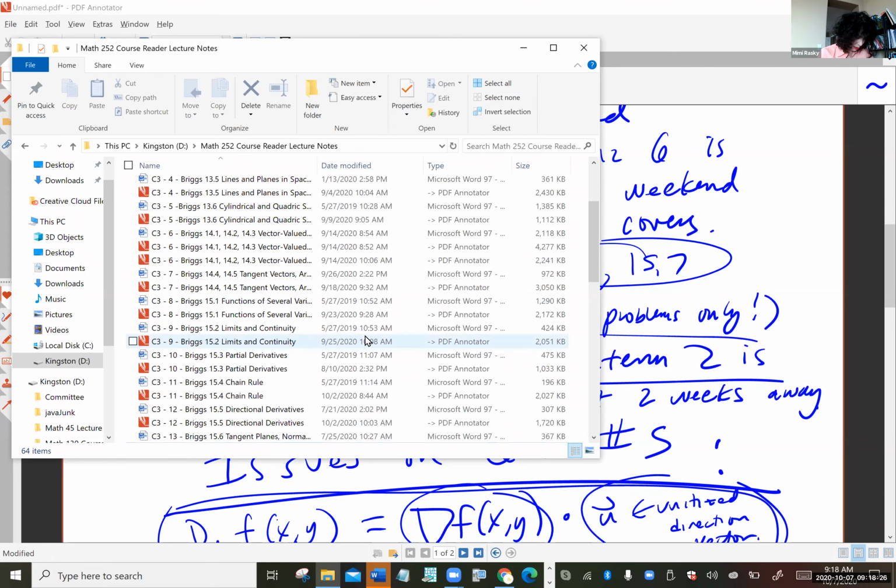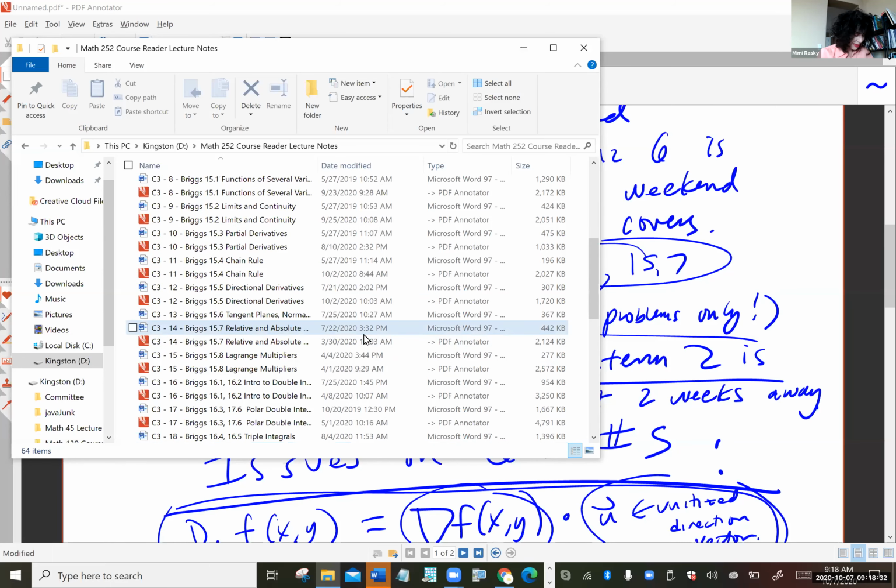So one of the most important things that you can do in this class is find extrema. And you did it in Calc 1 a lot. So now you're going to do it in Calc 3. And it's really fun.